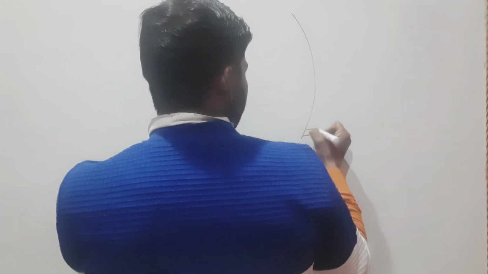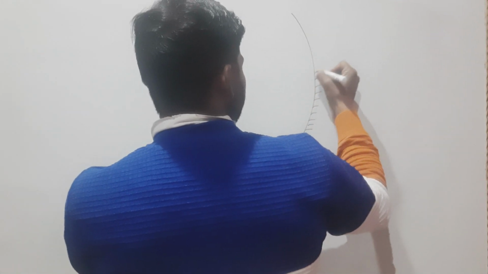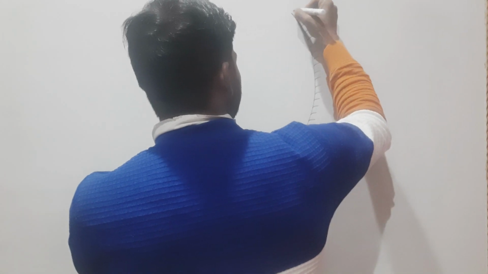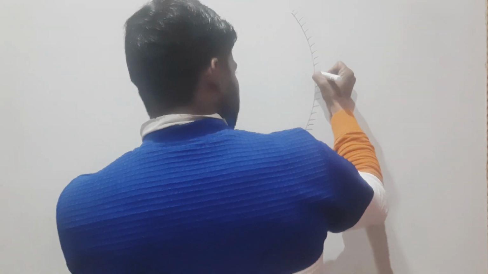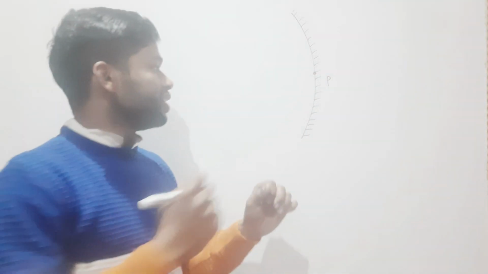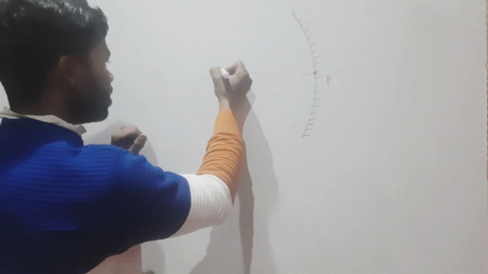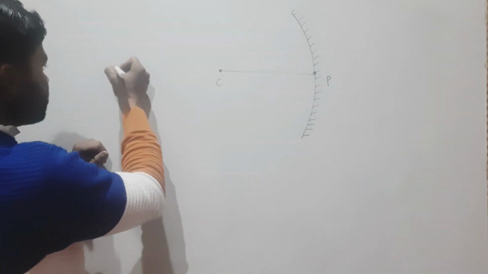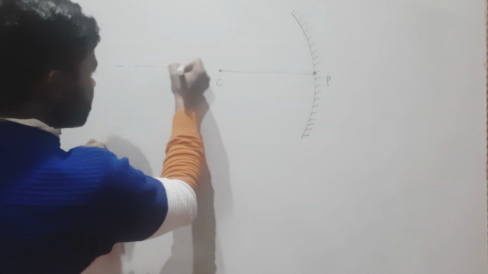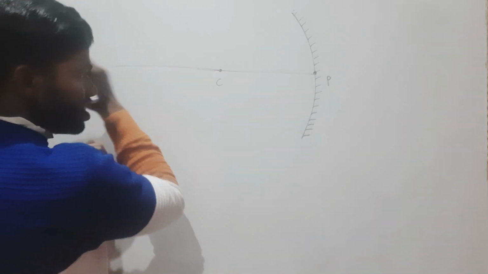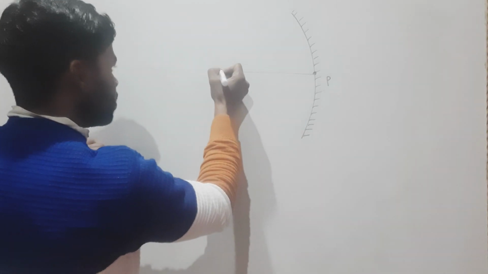So, start. This is a concave mirror, and this is the pole of this mirror, and this is the principal axis. C, and this is the principal axis also.